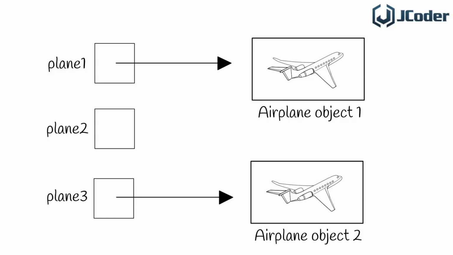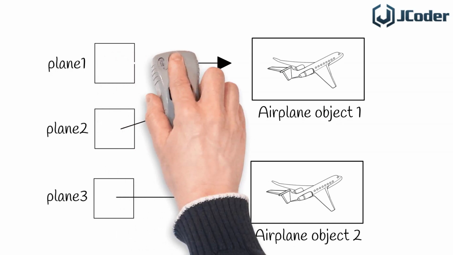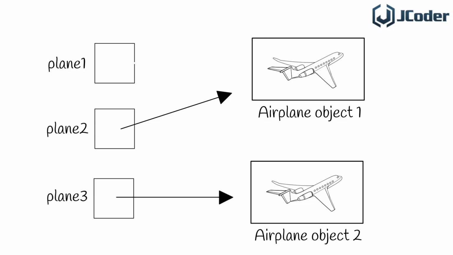However, what happens when we do plane2 equals plane1? In this case, plane2 will reference the same object that is currently being referenced by the plane1 variable. So imagine a second reference line that is pointing towards our first airplane object. Even if later plane1 stops referencing our first airplane object, plane2 will continue referencing that object until we assign a different value to the plane2 variable.